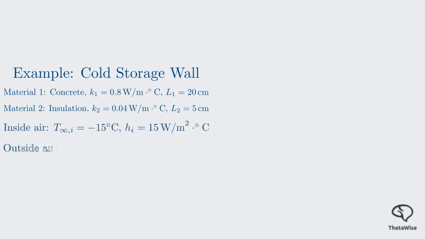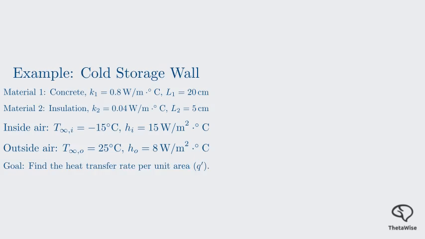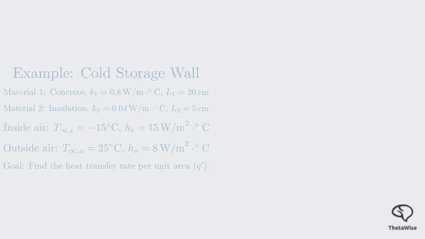The ambient air outside is 25 degrees Celsius, with a convective heat transfer coefficient of 8. The air inside the cold storage is kept at -15 degrees Celsius, with a heat transfer coefficient of 15. Our goal is to find the steady-state heat transfer rate per unit area, represented by Q prime. First, let's draw our thermal circuit. Heat flows from the outside air through an outer convection resistance, then through the concrete conduction resistance, then the insulation conduction resistance, and finally through an inner convection resistance to the cold air inside.